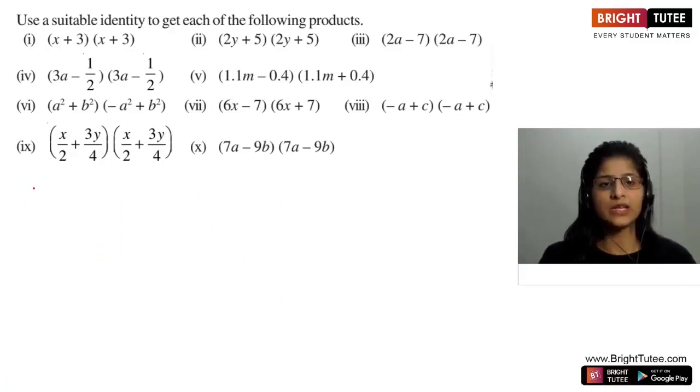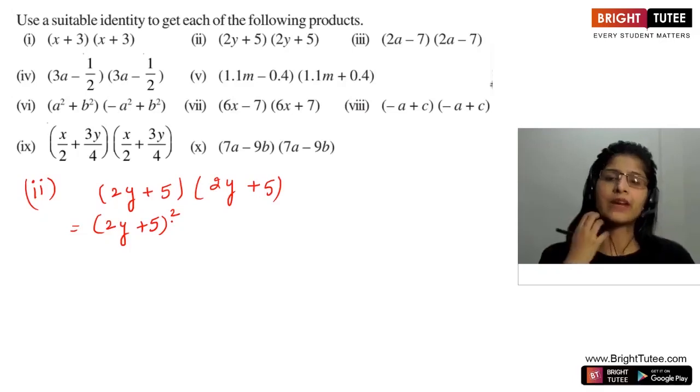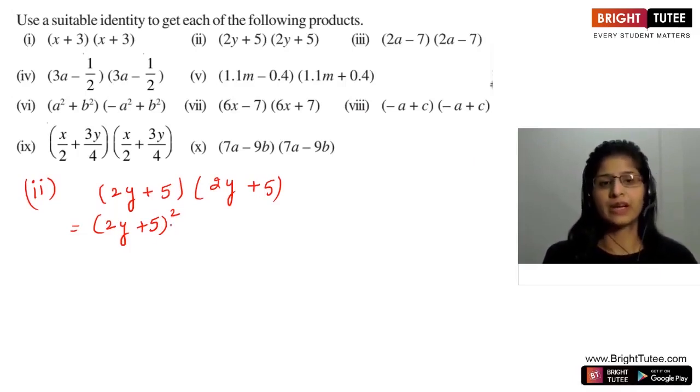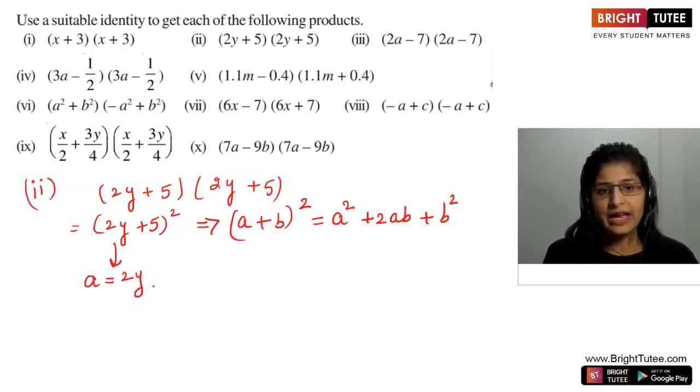In the second one we are given 2y plus 5 multiplied with 2y plus 5. It is equal to (2y plus 5) whole square. The same number multiplied with itself gives the square of that number. So if we compare it, this can be compared with (a plus b) whole square. We know (a plus b) whole square is a square plus 2ab plus b square. Comparing this, we have a as equal to 2y and b as equal to 5. So let us put that here.